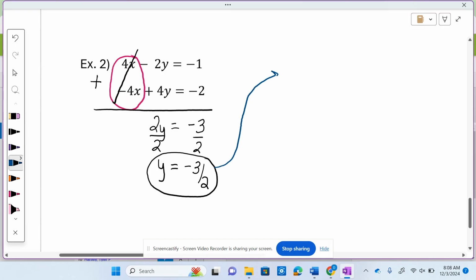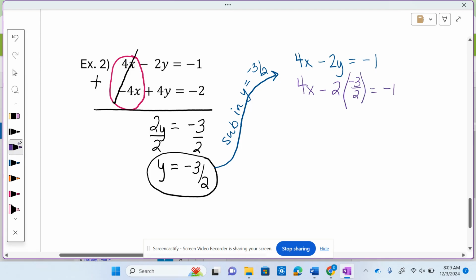Which equation do you want to use? The first one. So 4x minus 2y equals negative 1. And we are going to sub in y equals negative 3 halves. So let's see. I have 4x minus 2 times negative 3 halves, and that equals negative 1.